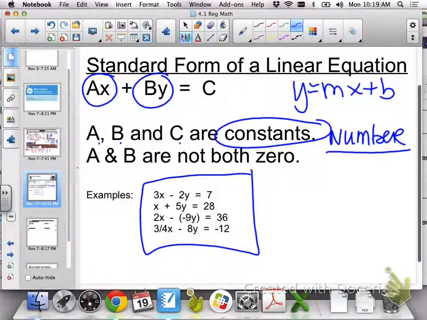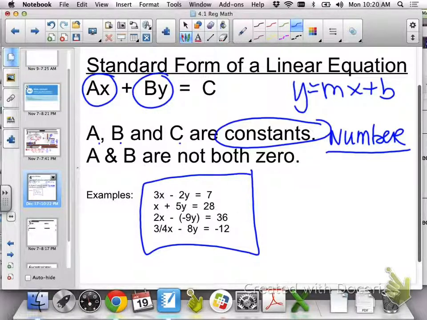I want to point out again that X and Y are on the same side of the equal sign. So when you're putting something in standard form, AX, or the X term, has to be the first thing I see, followed by a plus or minus sign. Then I'm going to see the Y term. Then I'll see the equal sign, and then I'll see the number that's all by itself without a variable last.